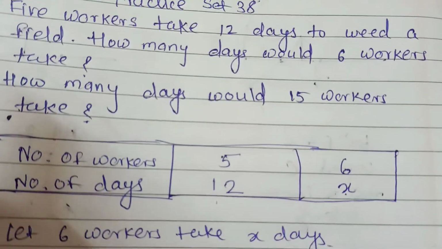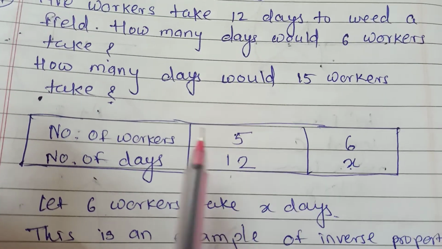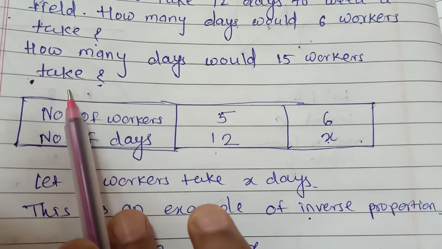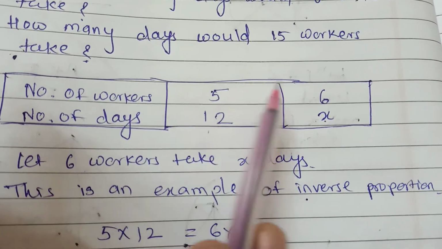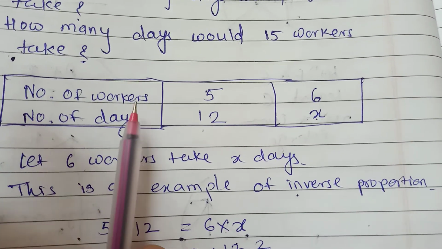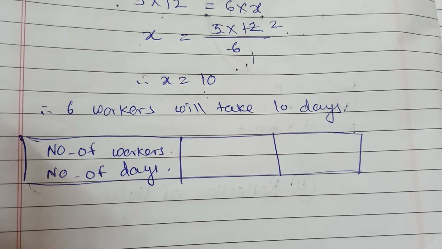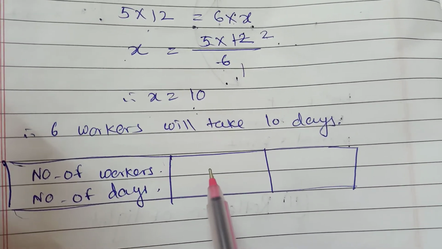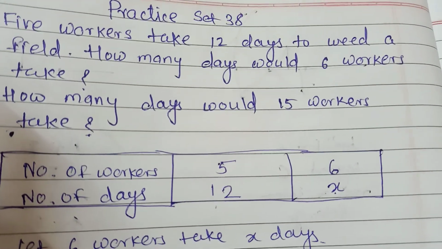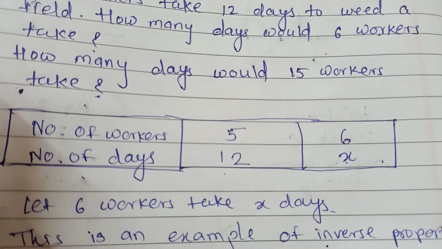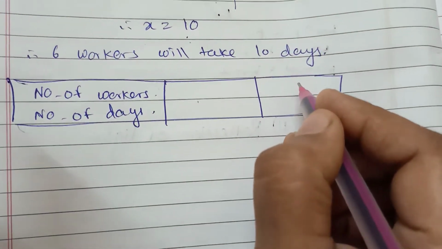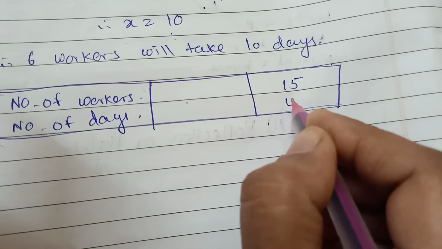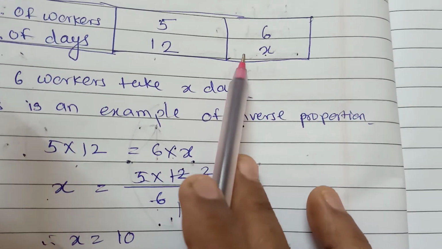Now in the same question, there is one more part of the question. How many days would 15 workers take? So again we have to draw the table like this, showing the number of workers and number of days. Okay, so we'll complete the table, number of workers. Now how many days would 15 workers take? So 15 workers. Now here we'll consider y as the number of days, as we have taken x over here.